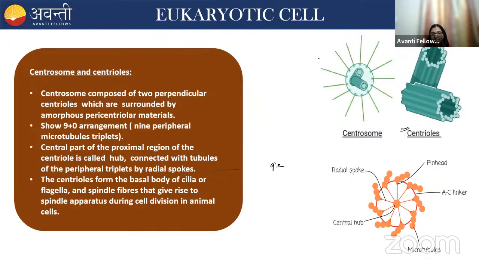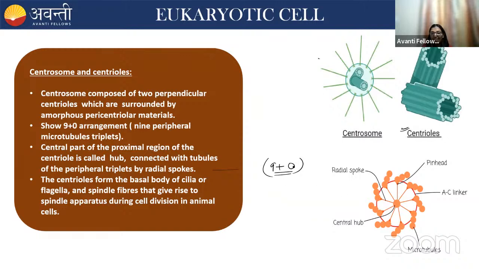So the centriole shows a 9+0 arrangement. 9 are the peripheral microtubule triplets. Remember, in case of cilia and flagella, there were 9 peripheral doublets, but in case of centriole, there are 9 peripheral microtubule triplets. And in the center, no singlet is present. In case of cilia and flagella of eukaryotes, they show a 9+2 arrangement, where 2 singlets are present in the center.